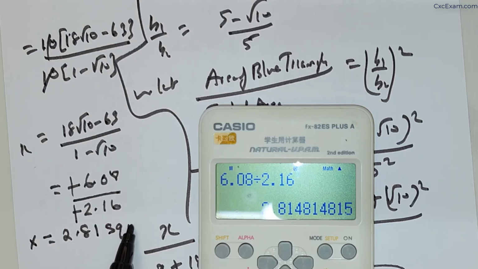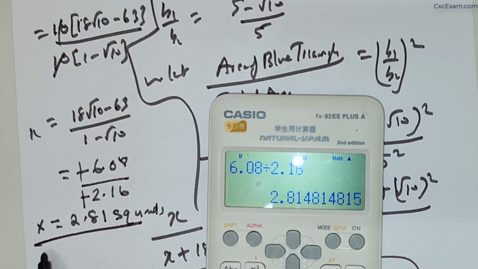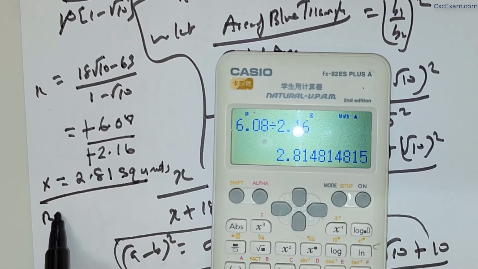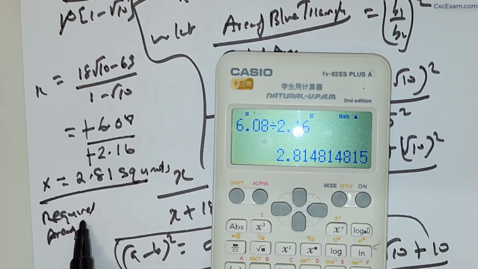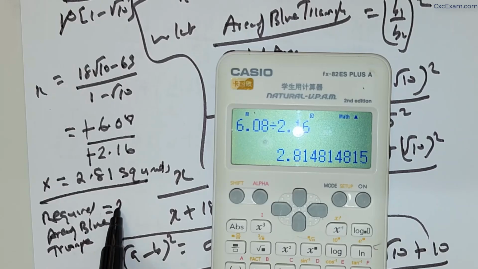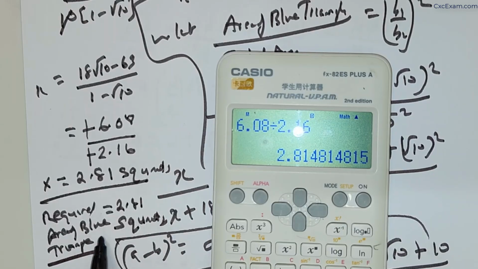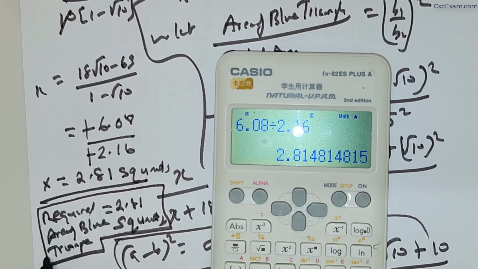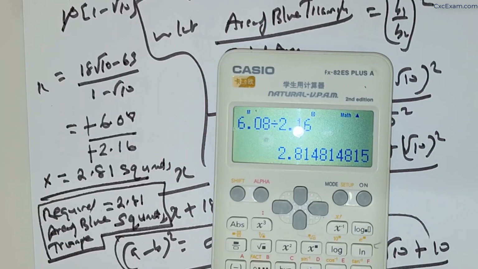square units. So what is this? This is the required area of the blue triangle, equal to 2.81 square units. Okay, so that completes the solution for this question.